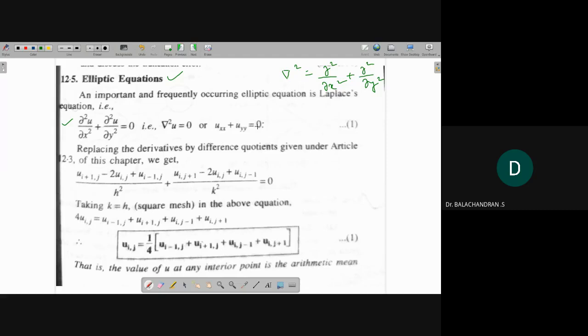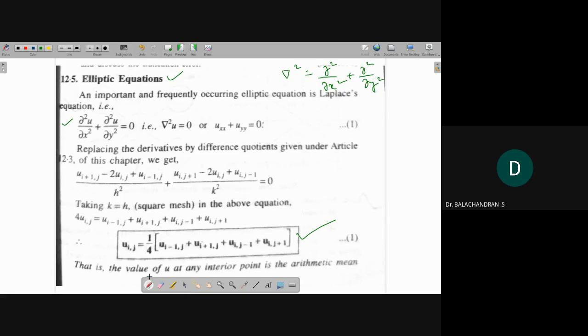Okay, so now I'm not going to concentrate on the derivation. I'm directly going to take the formula. So ui comma j equal to 1 by 4. Even if you forgot this formula, you can solve the problem. I will tell you later. ui comma j equal to 1 by 4 into ui minus 1 comma j plus ui plus 1 comma j plus ui comma j minus 1 plus ui comma j plus 1.